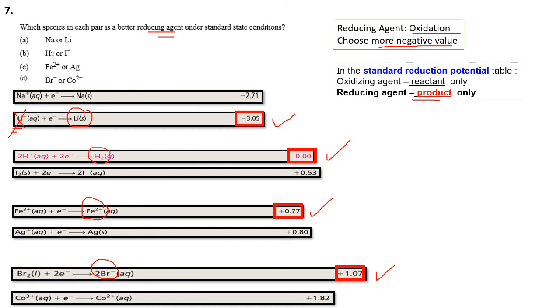Always remember, if you want to determine which one is anode and which one is cathode, we must compare the value in standard reduction potential. Make sure that the equation you check is undergoing reduction. Na+ becomes Na, so positive 1 becomes 0. Here, please take note.